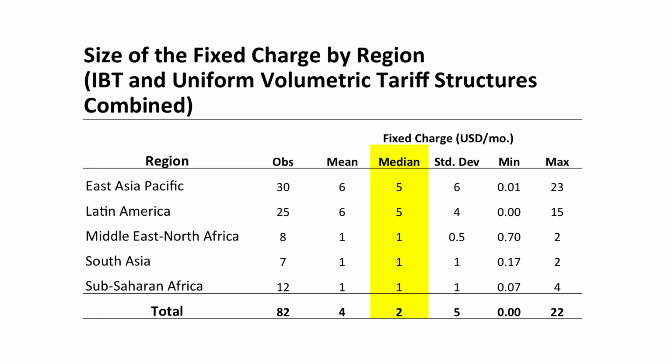This table shows the size of the monthly positive fixed charge by region for IBT and uniform volumetric tariff structures combined. What is striking here is the big difference between East Asia and Latin America on the one hand and Sub-Saharan Africa, South Asia, and the Middle East and North Africa on the other. The median fixed charge in East Asia and Latin America is $5 compared to $1 in Sub-Saharan Africa, South Asia, and the Middle East and North Africa. Note that the size of the lifeline blocks in South Asia was large and the fixed charges are small.